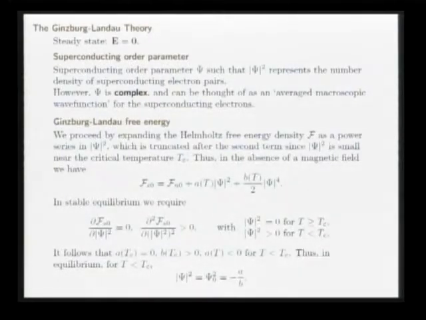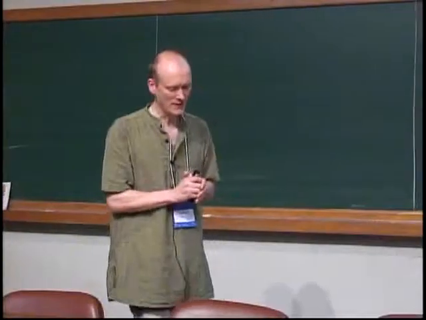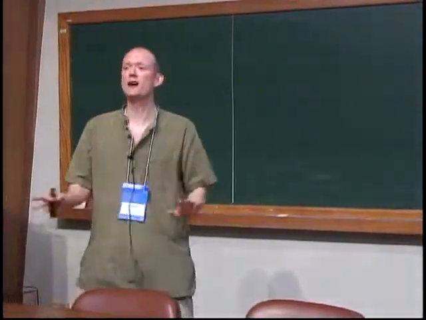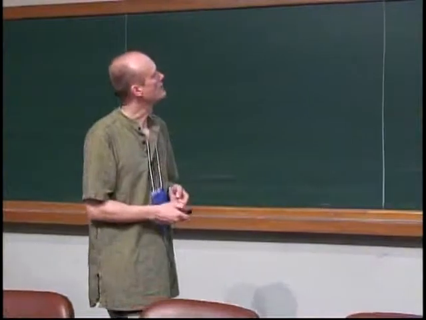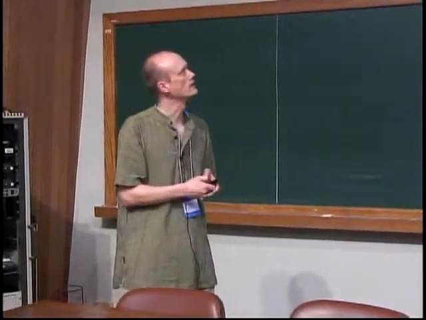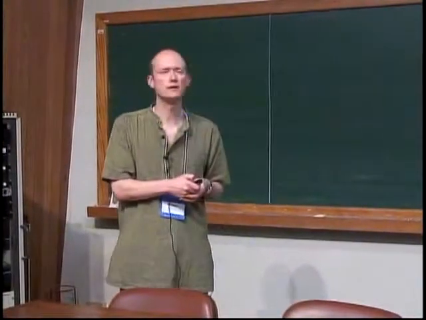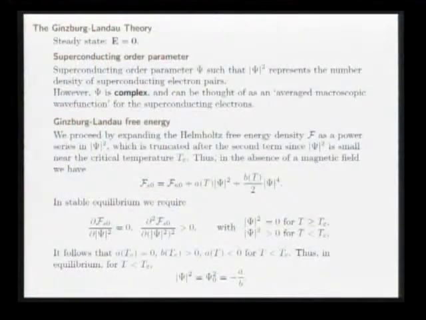The idea is that if you're above the critical temperature, the minimum of this function should be at psi equal to 0, so that you don't have any superconducting electrons. But if you reduce the temperature below the critical temperature, then the minimum of this function should give you a positive value for psi. So if you minimize this free energy, it tells you that above the critical temperature the material should be normally conducting, but below the critical temperature it should be superconducting.